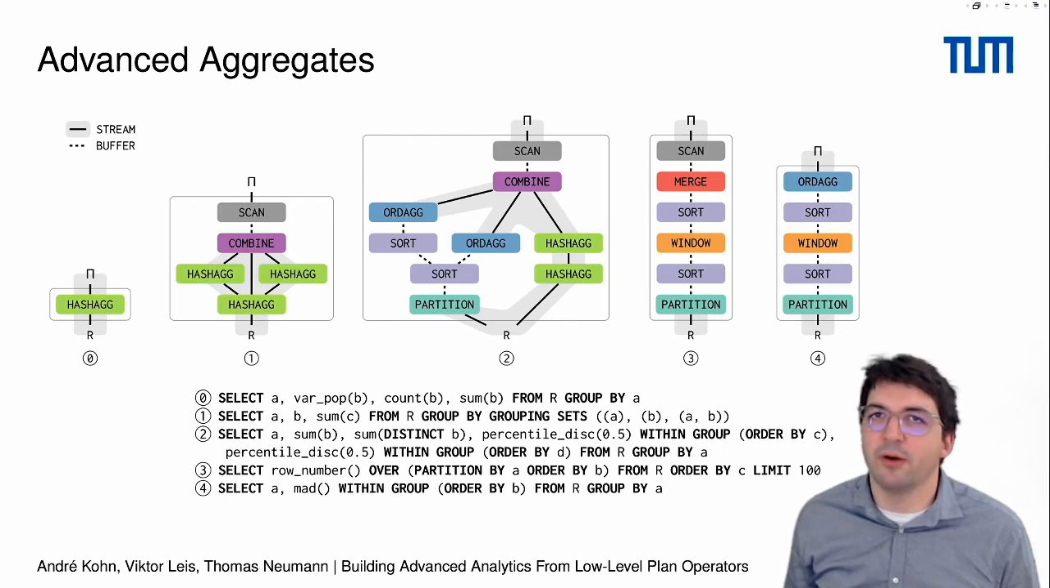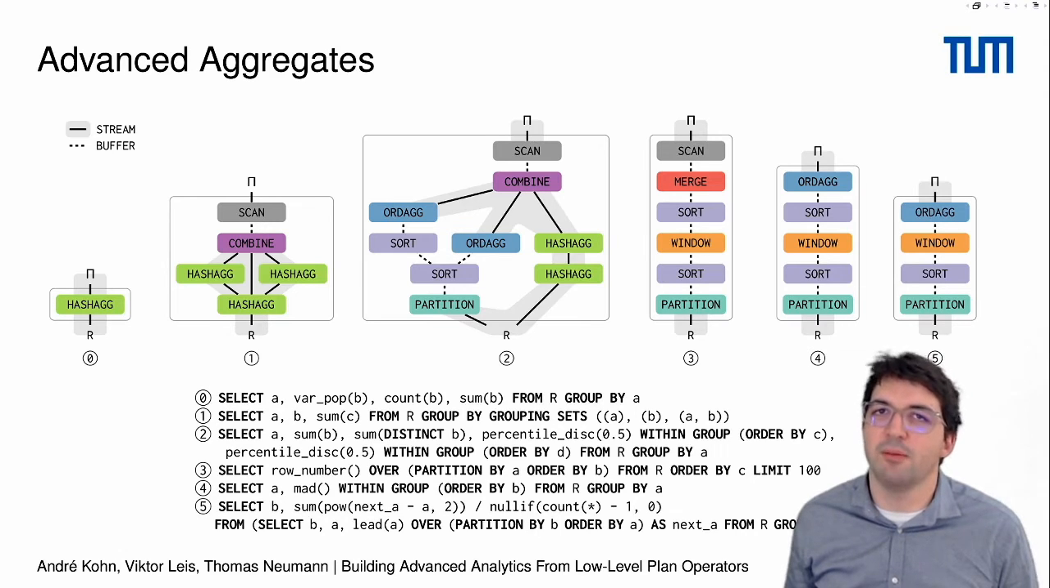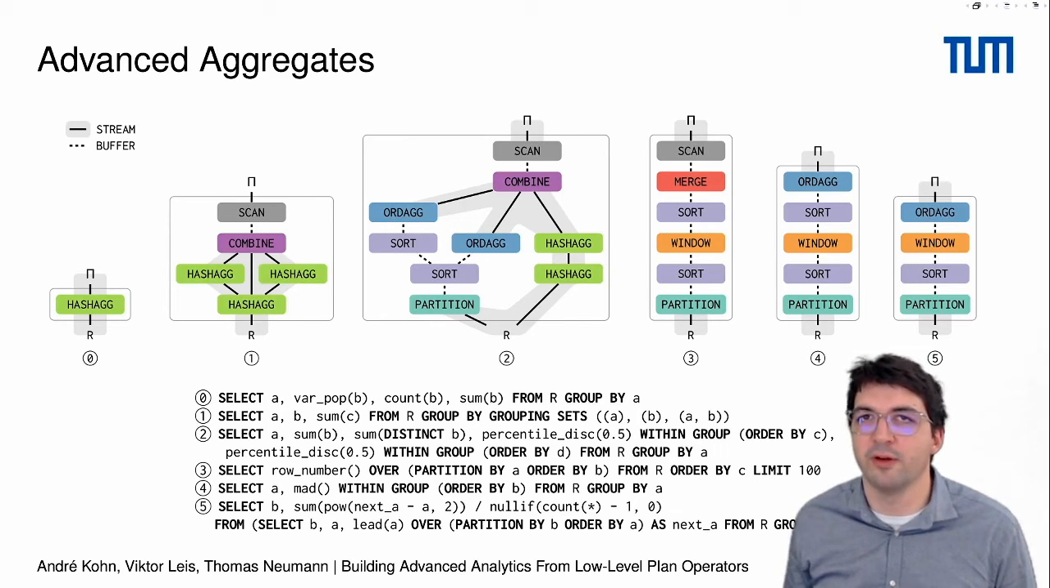Query 4 contains a median absolute deviation function, which is defined as the median of x minus the median of x. We compose this aggregation function by first computing x minus median x as window aggregate, and then select the median of the reordered key ranges afterwards. Query 5 computes the mean square successive difference by first computing the square difference to the successor using a window operator, and then sum up the key ranges using an ordered aggregation.